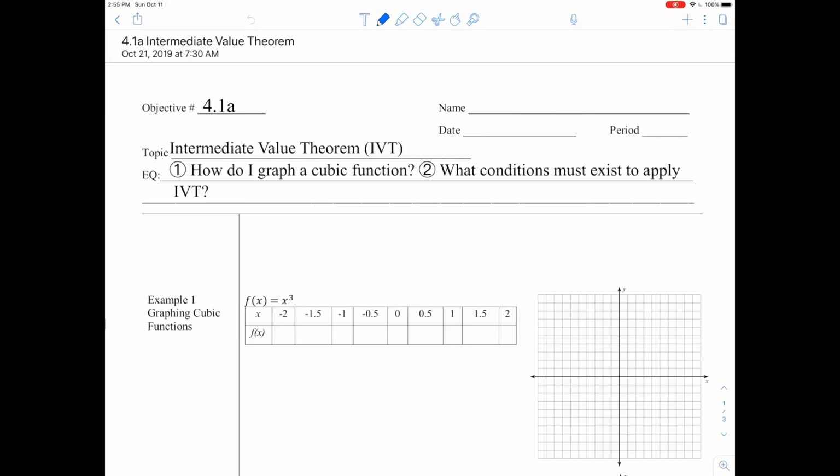So our two essential questions: number 1, how do I graph a cubic function? And number 2, what conditions must exist to apply the intermediate value theorem? So I just abbreviate it to IVT. Okay, so we're going to talk about two terms here: polynomial, which we just defined in our critical terms page. So we're going to keep it simple.